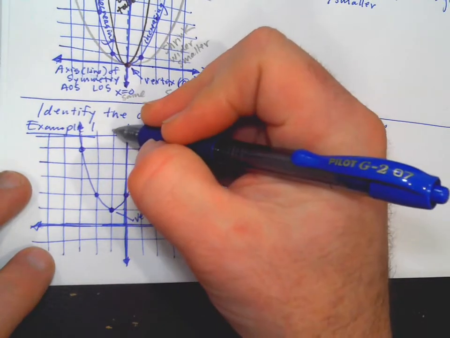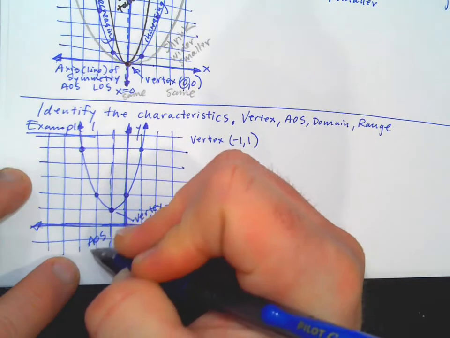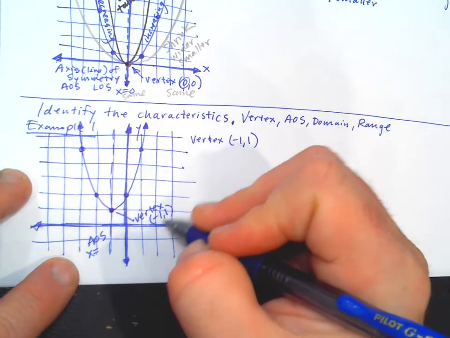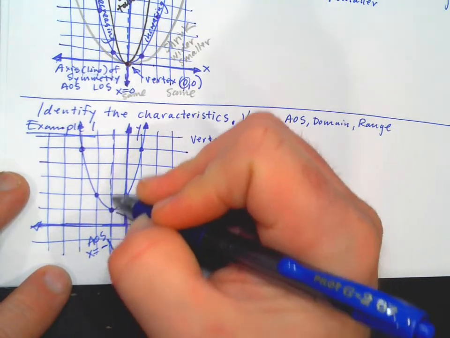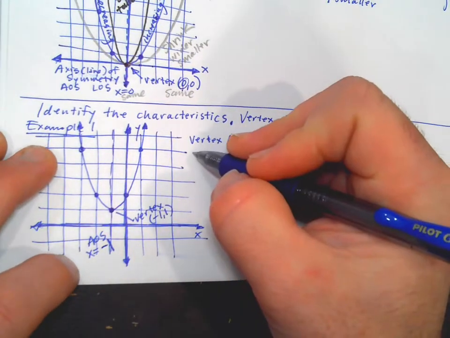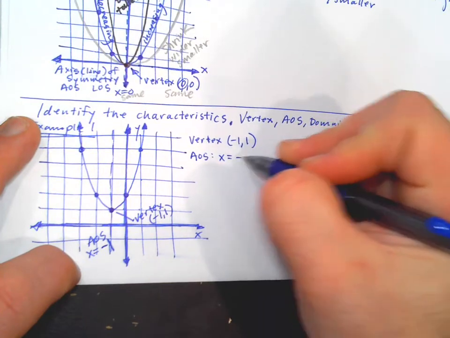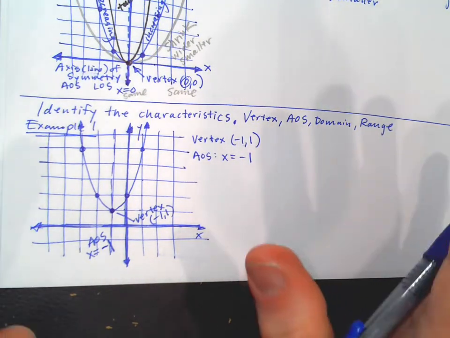The axis of symmetry is what cuts it in half. And so right here, this is the axis of symmetry, and it's going to be x. It's always vertical. It's always going to be x equals, and it's going to be the same x as your vertex. x equals -1. All these points have x equals -1. So the axis of symmetry is x equals -1. Don't put -1, put x equals -1.